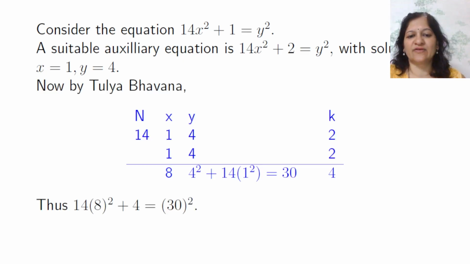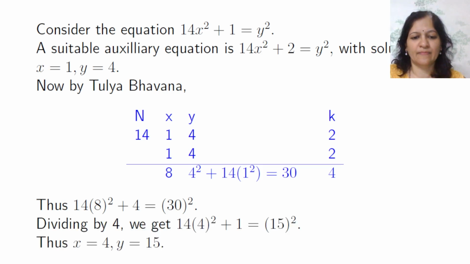Then by Tulya Bhavana, we can find the solution of the equation 14x² + 4 = y². Now we can divide both sides by 4, and we get the solution of the original equation 14x² + 1 = y², and the solution is x = 4 and y = 15.